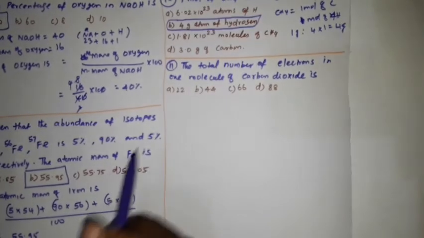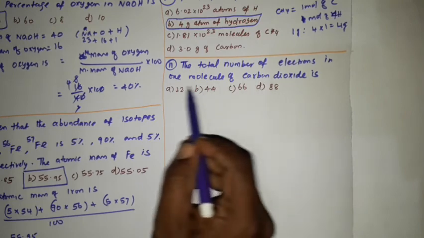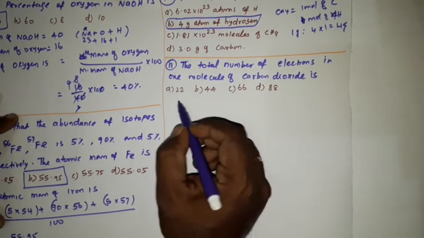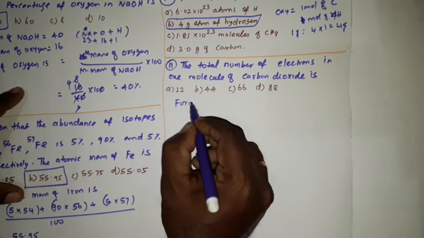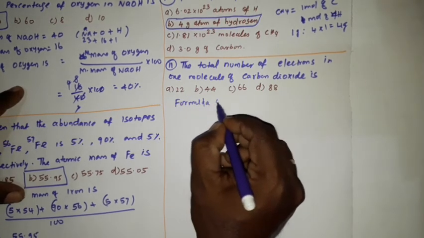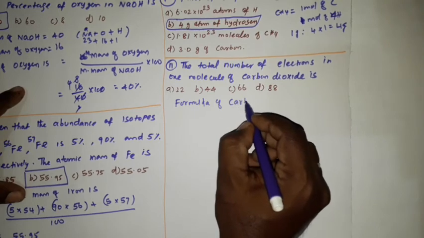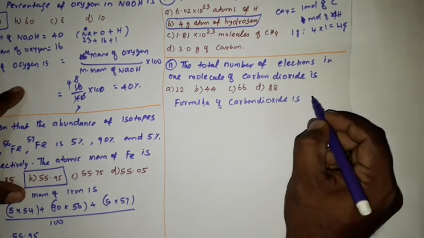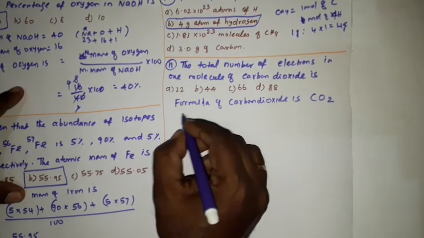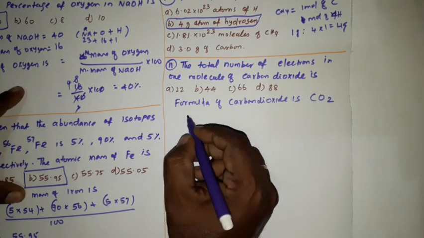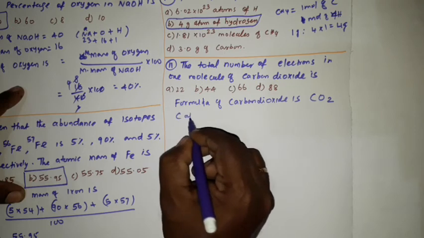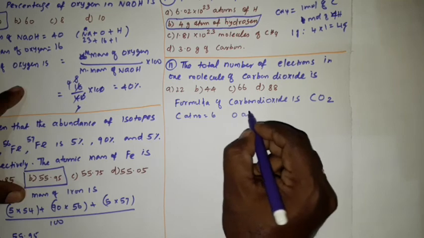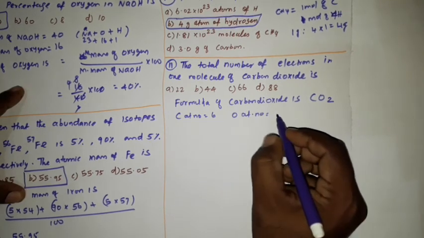Question number 11. The total number of electrons in one molecule of carbon dioxide is? The formula of carbon dioxide is CO2. So carbon, what is the atomic number? Carbon atomic number is 6. Oxygen atomic number is 8.